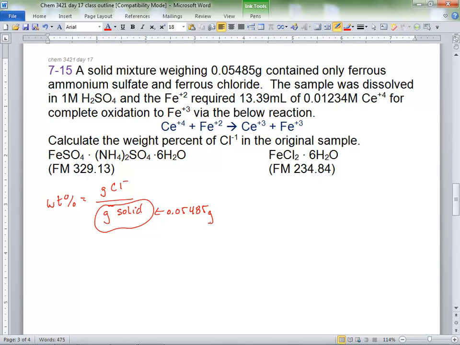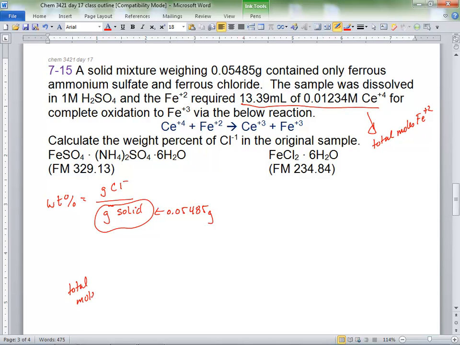So we can get the grams of the... Dissolved in 1 molar sulfuric acid, iron plus 2 required 13.39 mL. We can get the grams of the Ce4+ converted to moles and then do a mole bridge to get... Yeah. We can get the total moles of Fe plus 2, right? Won't this give us the total moles of Fe plus 2? Yeah, that's what I was thinking. And we would convert it to what? The Fe plus 2? Okay.